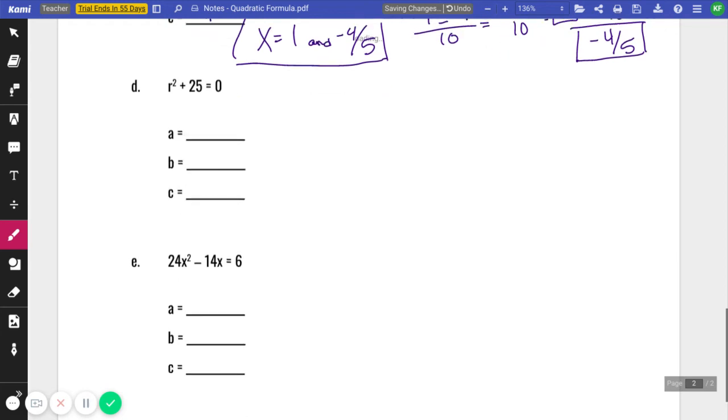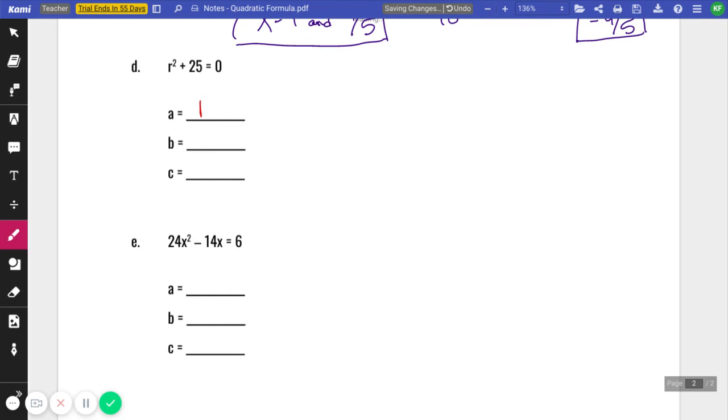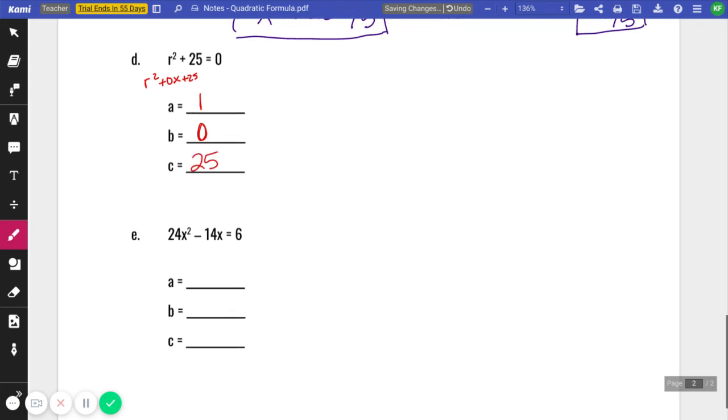Our a value is 1. The b value, remember, is in front of the x, which is not in this problem. So that means our b is 0. That means we really have r squared plus 0x plus 25. And then my c is 25. So we're going to plug that into the quadratic formula.